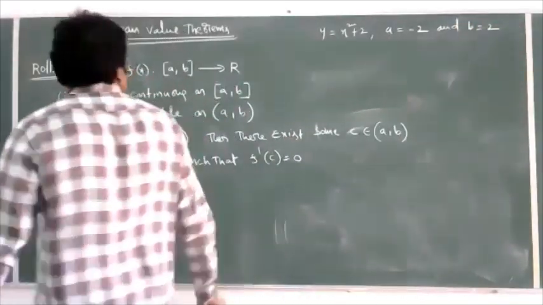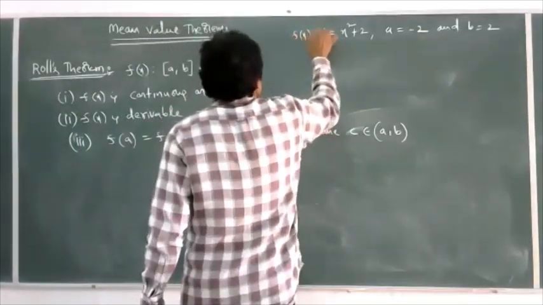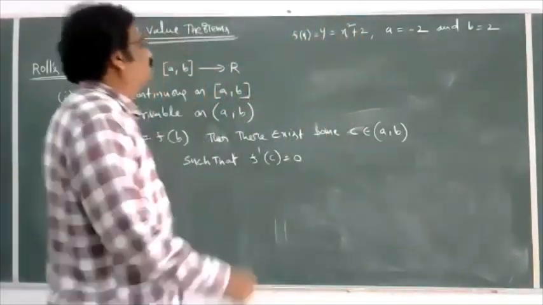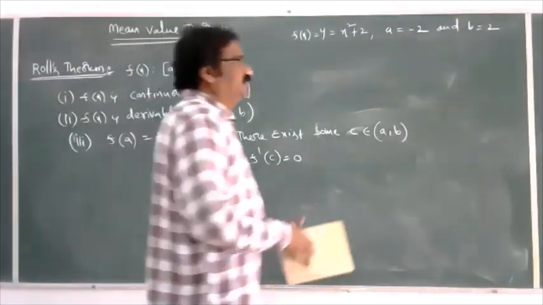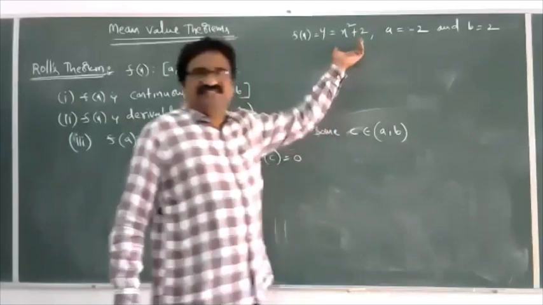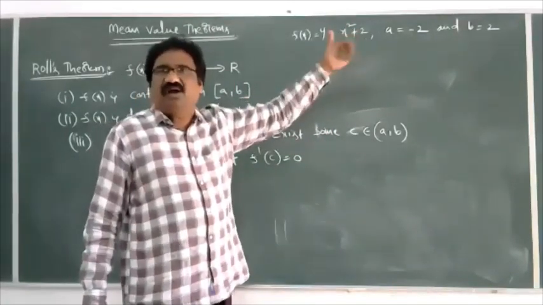f of x is equal to, that is y means f of x. f of x, that means y is equal to x square plus 2, a is equal to minus 2, and b is equal to 2. How to prove whether this given function satisfies Rolle's theorem or not?